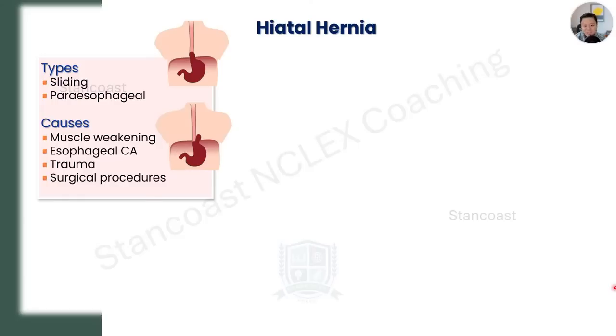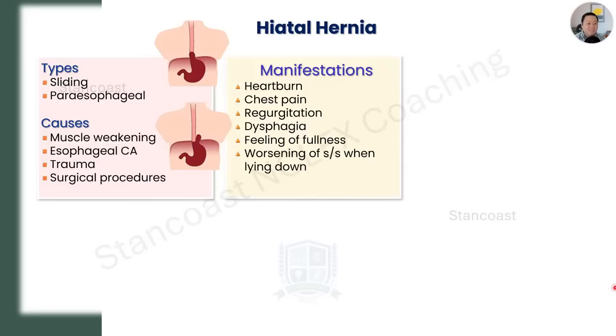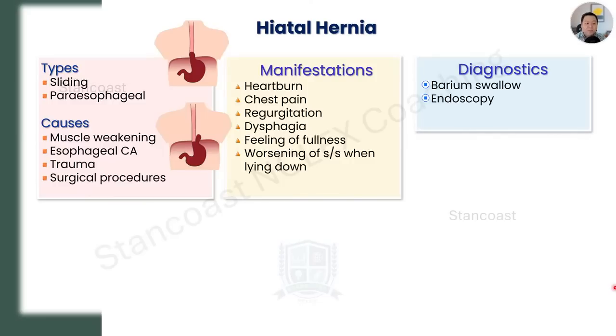Now, the patient will be complaining of heartburn. They could be complaining about chest pain, maybe regurgitation or vomiting of food that was just ingested. Also, they're going to complain about difficulty swallowing, maybe fullness, and worsening of those symptoms when they start lying down. Now, as far as the diagnostic testing here, a barium study will be used to help outline the hernia on X-ray, and also with the endoscopic type of procedure, upper endoscopy will help visualize the defect in the esophagus.